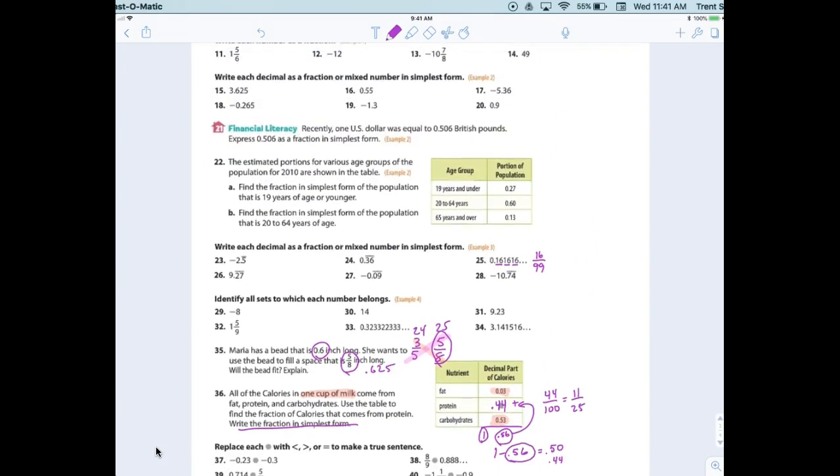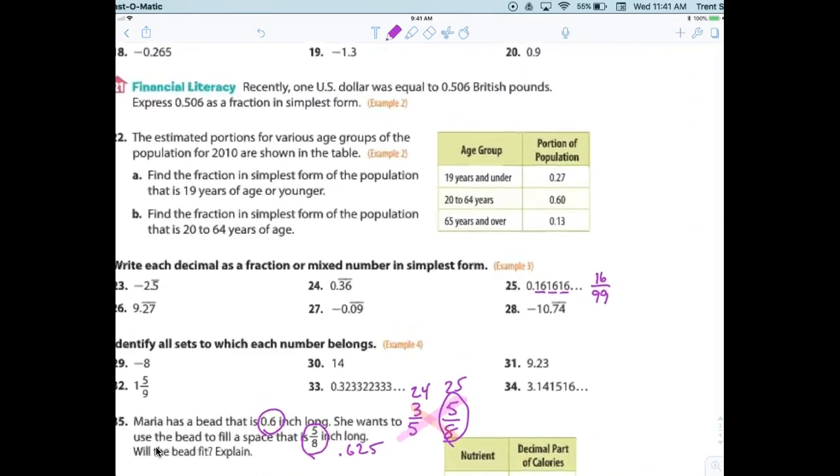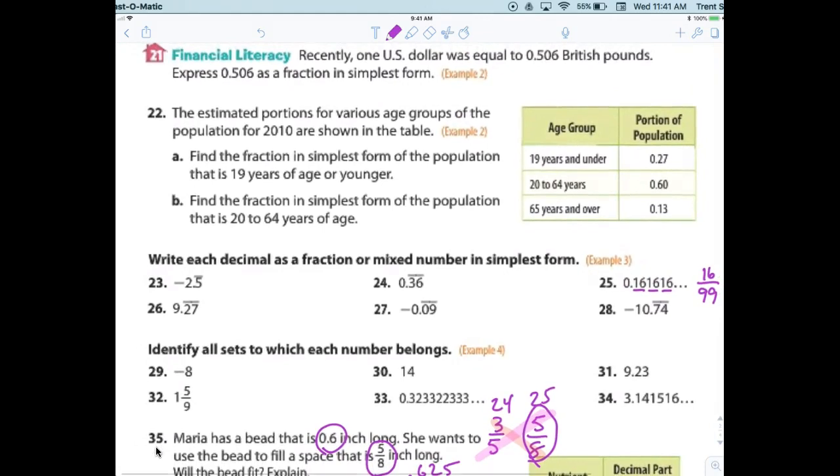22. Let's take a look at 22. A and B. It says find the fraction in simplest form of the population that is 19. Oh, I understand. You have it, just the decimals, write them as a fraction. Yeah. All right.